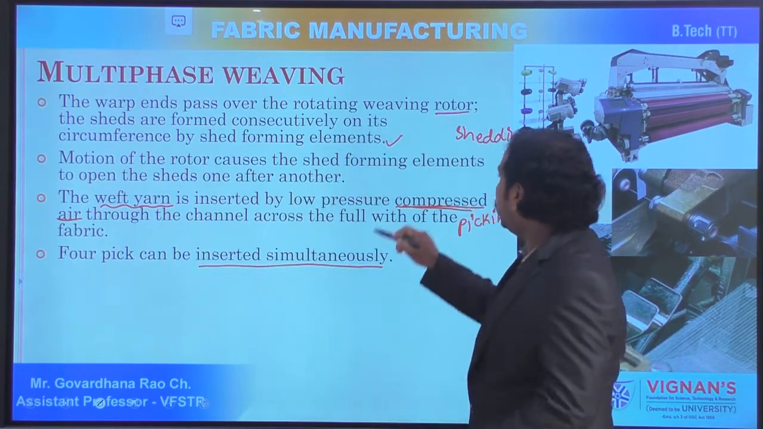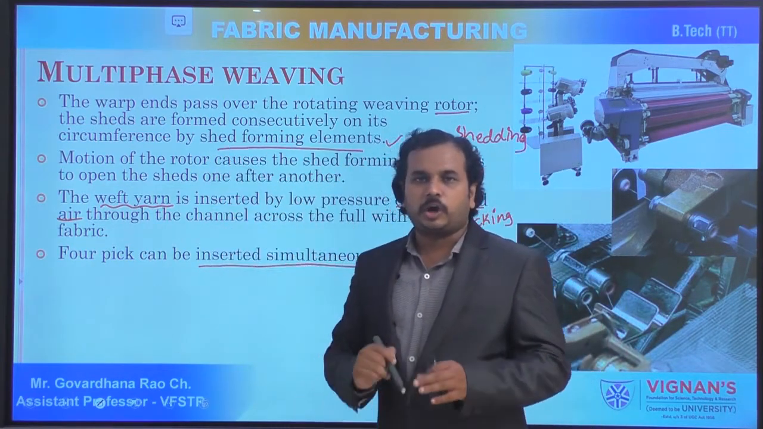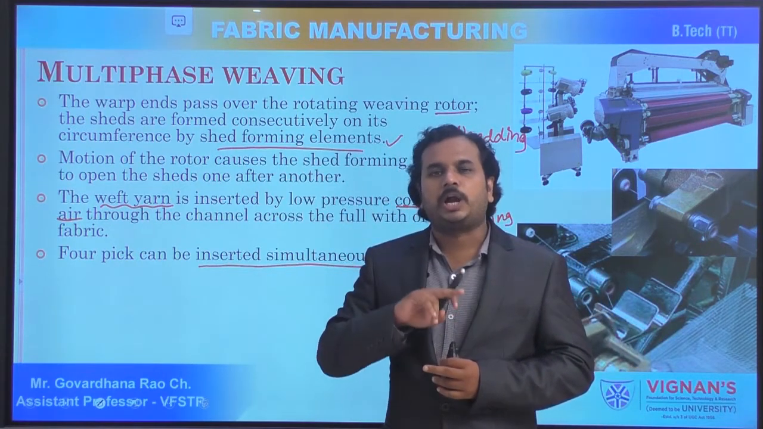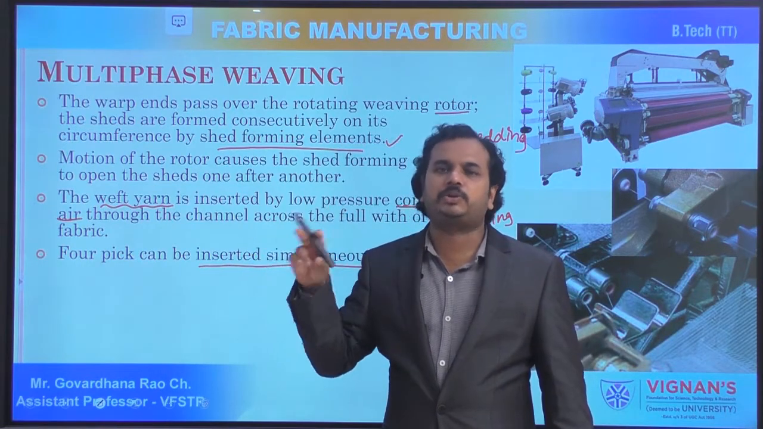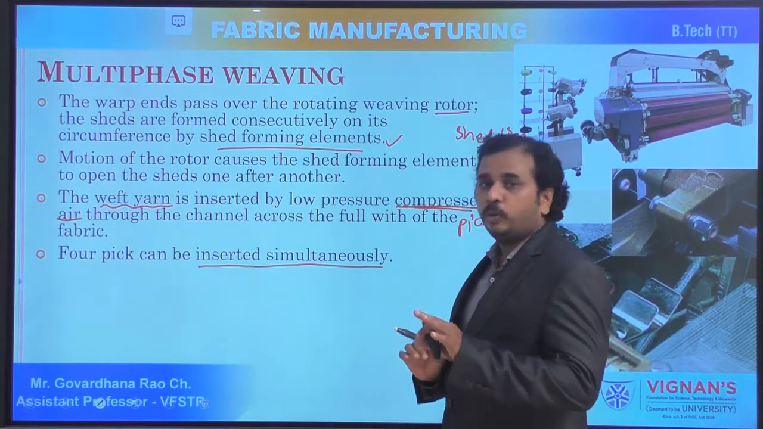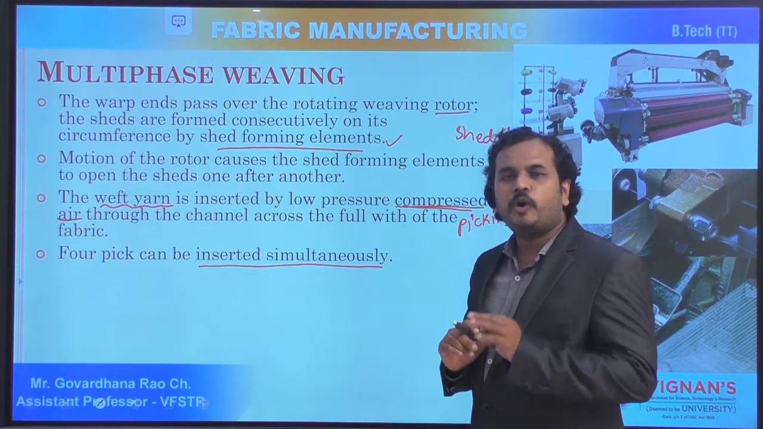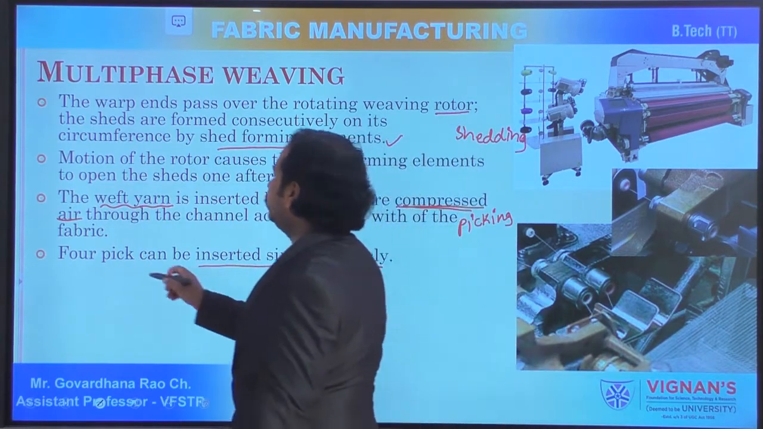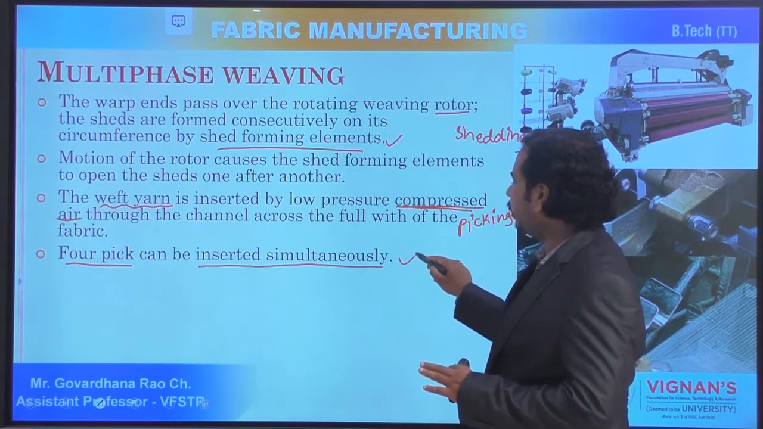Because in the shed forming elements, whatever shed forming elements we are talking about, there are 12 sets of shed forming and weaving elements on the circumference of the rotor. Out of 12 shed forming elements, 4 sheds are going to be formed at a time, so that 4 weft yarns can be inserted simultaneously.